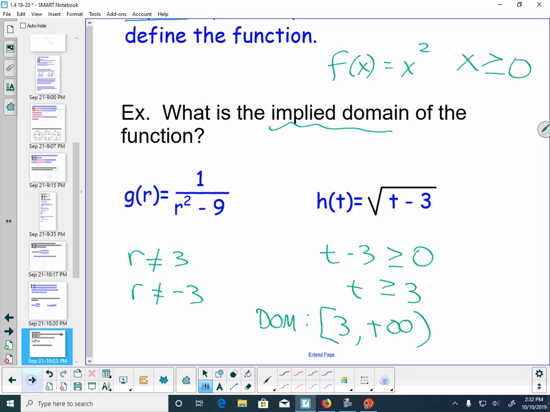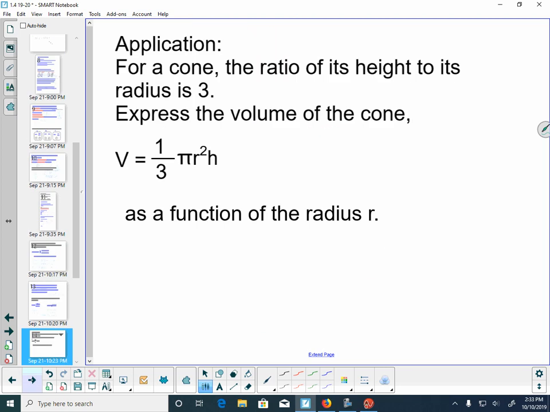All right. That's a little reminder about domain. Let's take a look at this application problem. For a cone, the ratio of its height to its radius is 3. Express the volume of the cone. V equals 1/3 pi r squared h. That's the formula for the volume of any kind of cone that you might see. But we want to express the volume as a function of the radius. If you see a problem like this, that means we need to get rid of this h. We don't want to have an h in here. We want the whole equation just in terms of r.